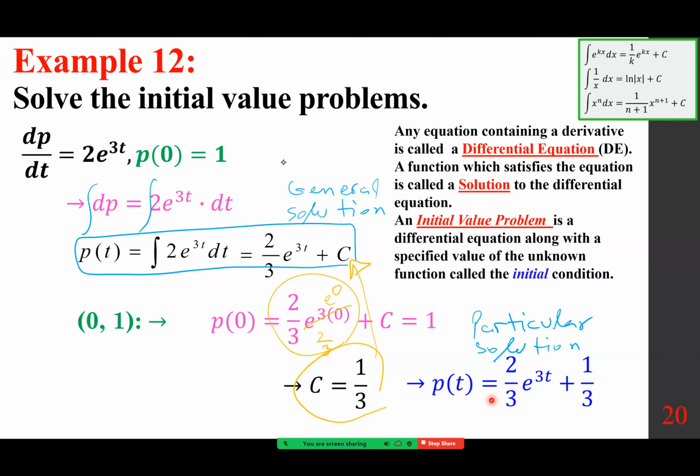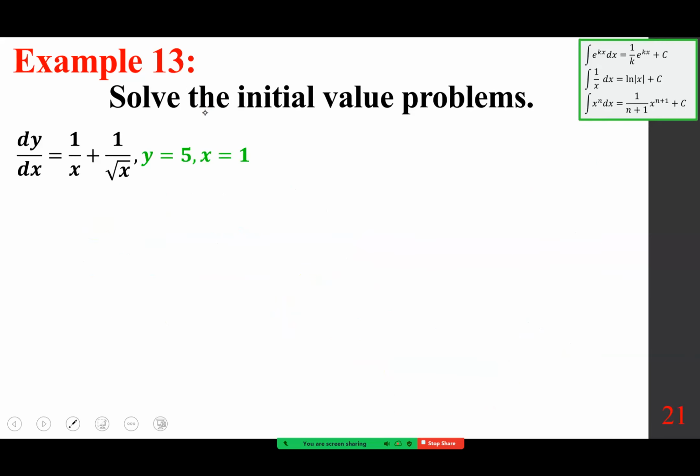Depending on the pair, we can find that. A different pair can result in a different answer. However, when x or t is 0, that is called an initial value problem. Here's another one we want to solve. Again, we're going to ignore the pair 1, 5. Please understand this is the pair. And dy is the right side times dx.